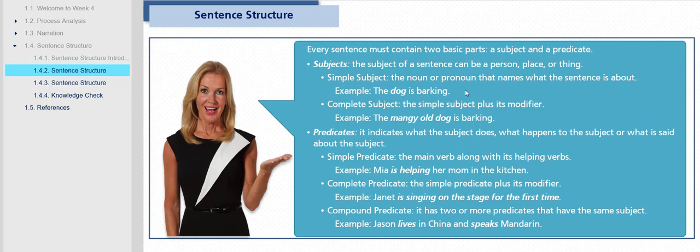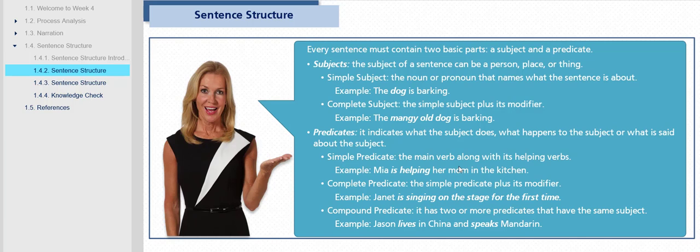Complete subject. A complete subject is the simple subject plus its modifier. Example, the mangy old dog is barking. Predicate. Predicate indicates what the subject does, what happens to the subject, or what is said about the subject. Simple predicate. The main verb along with its helping verbs.